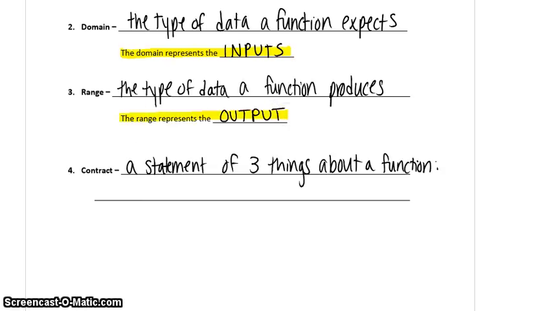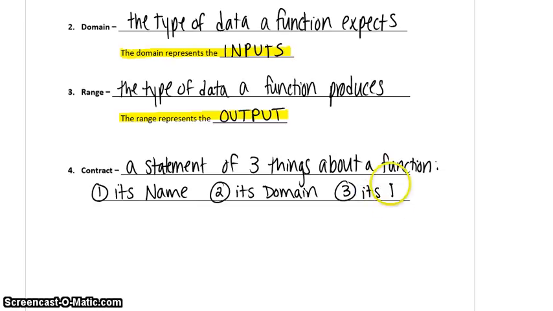And a contract is a statement of 3 things about a function. The first thing is the function's name. The second thing is the function's domain. And the third thing is the function's range. So what you need to know about a contract is that there are 3 parts: the name, the domain, and the range. Now let's skip right past pages 2 through 4. We've already done those, and take a look at page 5.